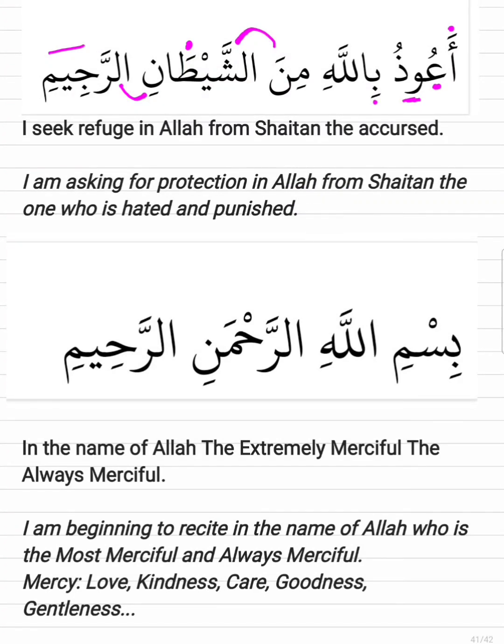Now next I'm going to recite Bismillahir Rahmanir Rahim. Bismillahir Rahmanir Rahim, like this. Now remember, there is a kasra under the ba. Seen is a soft sound. Bismillahi. It's the same Allah's name that came before. Bismillahir Rahman.